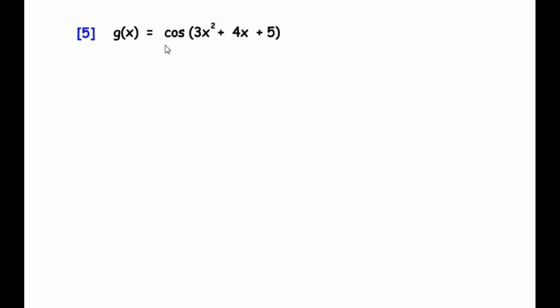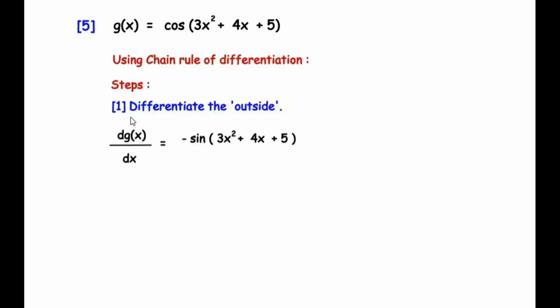g of x is equal to cosine of 3x square plus 4x plus 5. Now to differentiate this, we are going to make use of the chain rule. So step number 1 is differentiating the outside. Now since there is no common power for this given function, the cos is going to act as the outside function, and we know that the differentiation of cos is going to be minus sine. So here we get the differentiation of the outside term as minus sine of 3x square plus 4x plus 5.